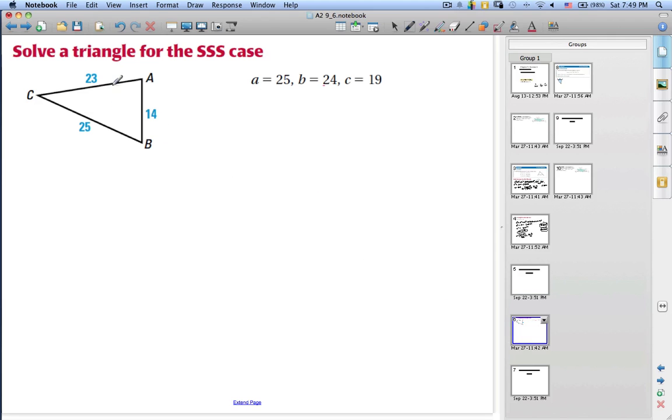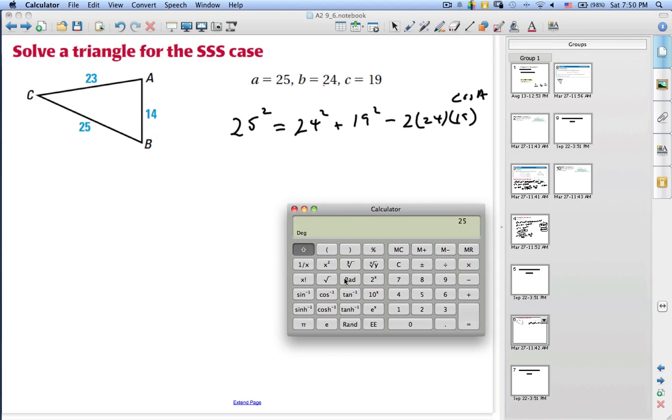So when I have 3 sides but no angles, I can still use the law of cosines, and I can use it for whatever angle I want. So let's say I want to find angle A. I know that A squared, which would be 25 squared, is equal to B squared, which is 24 squared, plus C squared, which is 19 squared, minus 2 times B times C times the cosine of A. So I ran out of a little space there. But I'm going to go ahead and use the calculator now to start simplifying some things.